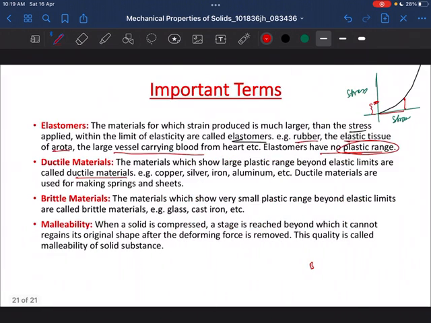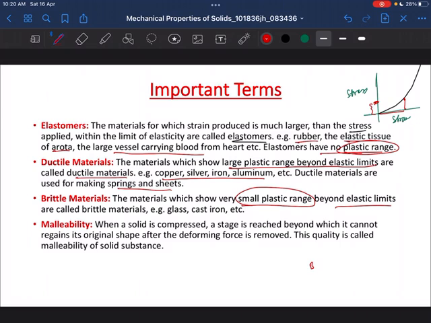तो डक्टाइल मेटेरियल्स में क्या होता है कि large plastic range beyond elastic limits, तो इलास्टिक लिमिट्स के बाद लार्ज प्लास्टिक रेंज होता है, are called ductile materials. तो एग्जांपल क्या है, कॉपर, सिल्वर, आयरन, एल्यूमिनियम. तो ductile materials are used for making springs and sheets. ब्रिटल मटेरियल्स, the materials which show very small plastic range, तो इसके लिए बहुत स्मॉल प्लास्टिक रेंज होता है. उसका मतलब इलास्टिक लिमिट्स क्रॉस कर गया तो वो बहुत जल्दी ब्रेक हो जाएगा. ओके, so are called brittle materials.